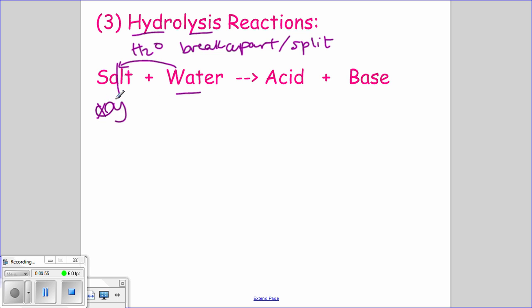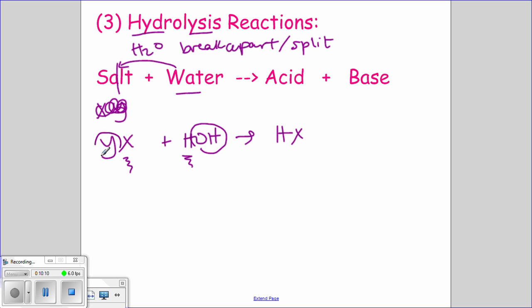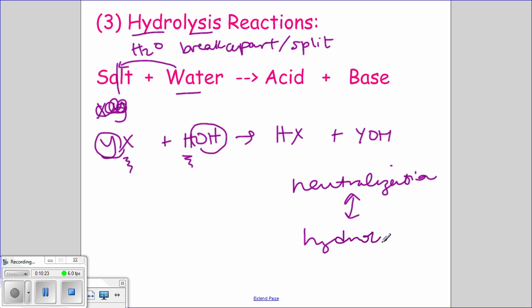Well, let's do it the way I did it earlier. YX plus HOH yields HX, because the H plus is going to bond with the anion, and YOH, because the OH is going to bond with the cation. That's exactly what I had for neutralization, except backwards. If you remember that neutralization and hydrolysis are just opposite, you are going to be in awesome shape.